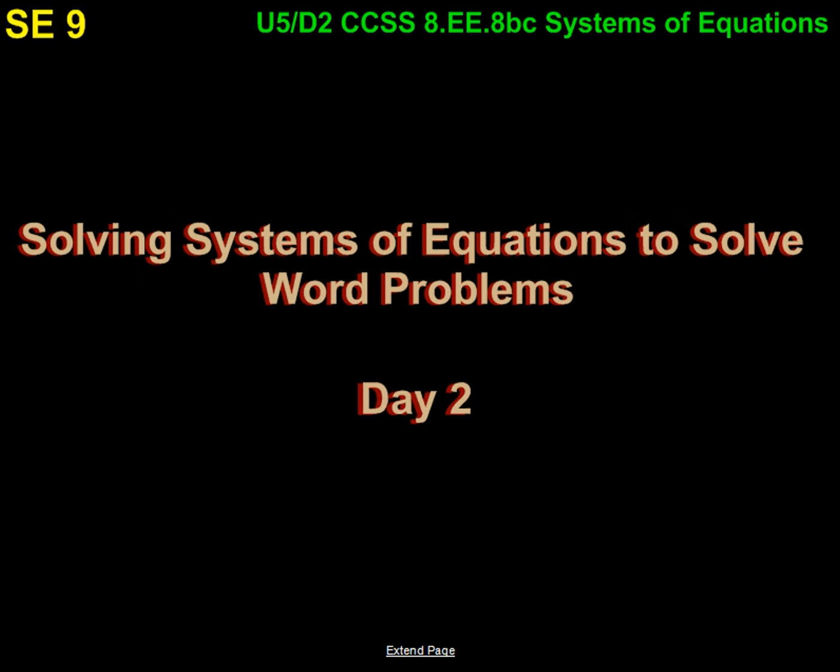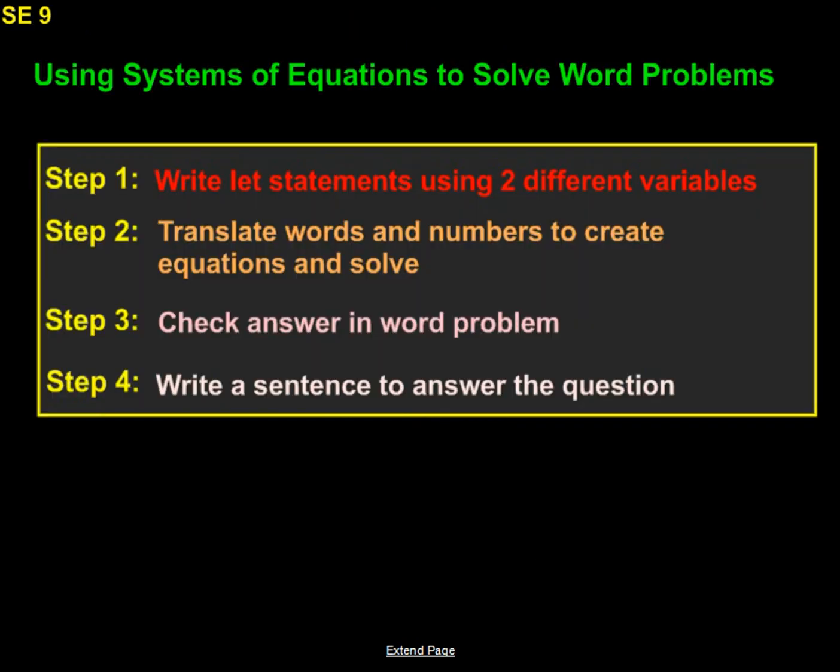Tonight's homework is SE9, Solving Systems of Equations to Solve Word Problems, Day 2. We'll start by going over the steps that you need to follow to solve these equations. First, you're going to write let statements using two different variables. Second, translate words and numbers in the word problem to create equations and then solve them. Step number 3, check your answer back in the word problem. And step number 4, write a sentence to answer the question.